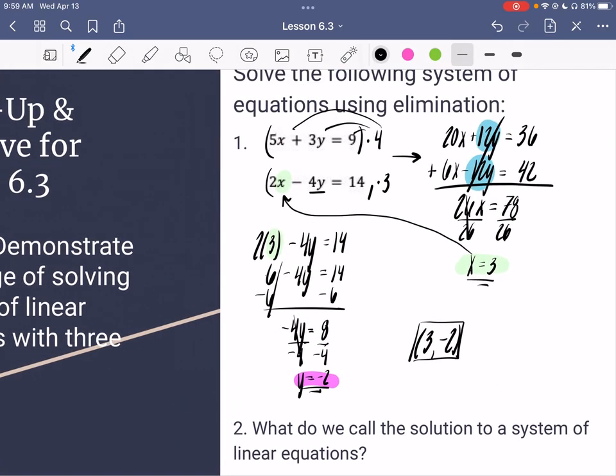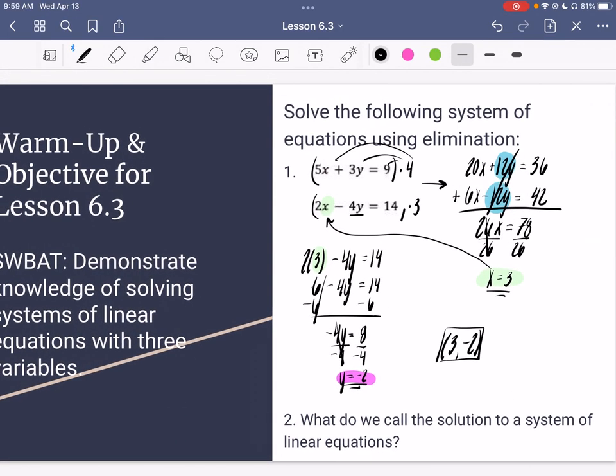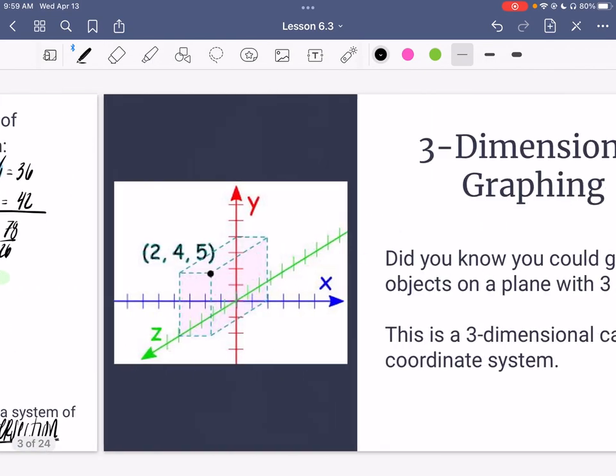Okay, and then the last question on the warm-up is, what do we call the solution to a system of linear equations? We call it a point of intersection. And that goes back to when we look at the graph, what does that look like on the xy coordinate plane? It is where the two equations intersect or overlap, and where those solutions then satisfy both equations.